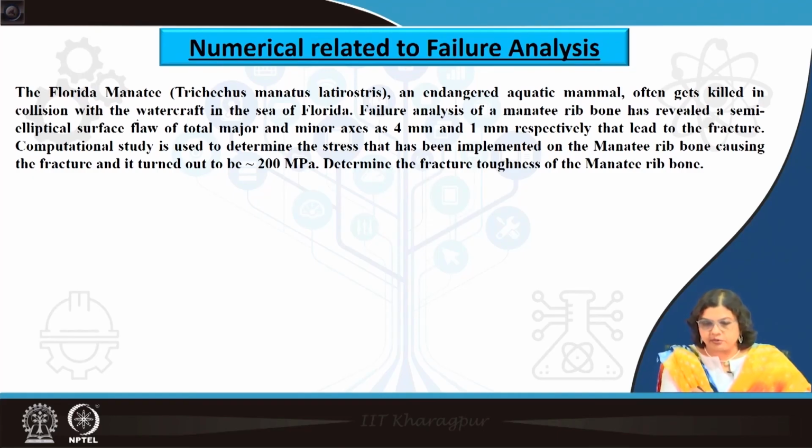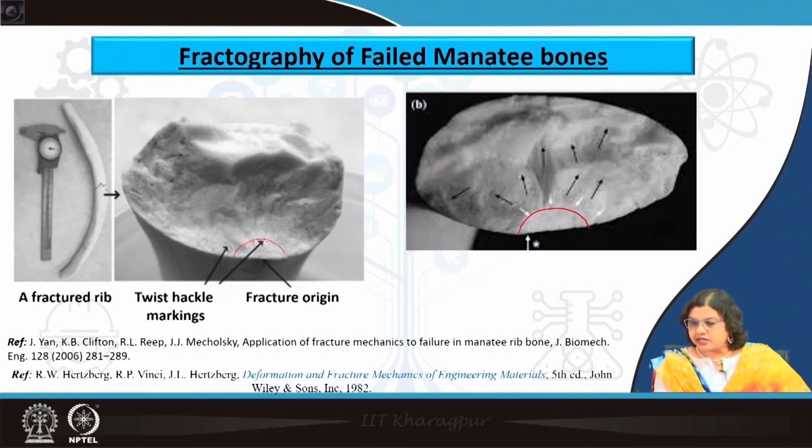So, it says this Florida manatee, which has a scientific name like this, an endangered aquatic mammal, often gets killed in collision with watercraft in the Sea of Florida. Failure analysis of one of these manatee rib bones revealed a semi-elliptical surface flaw of total major and minor axis of 4 millimeter and 1 millimeter respectively. Such flaw size we can very well determine from that semicircular or semi-elliptical shape that we have seen here. We can determine the major axis and the minor axis very well.